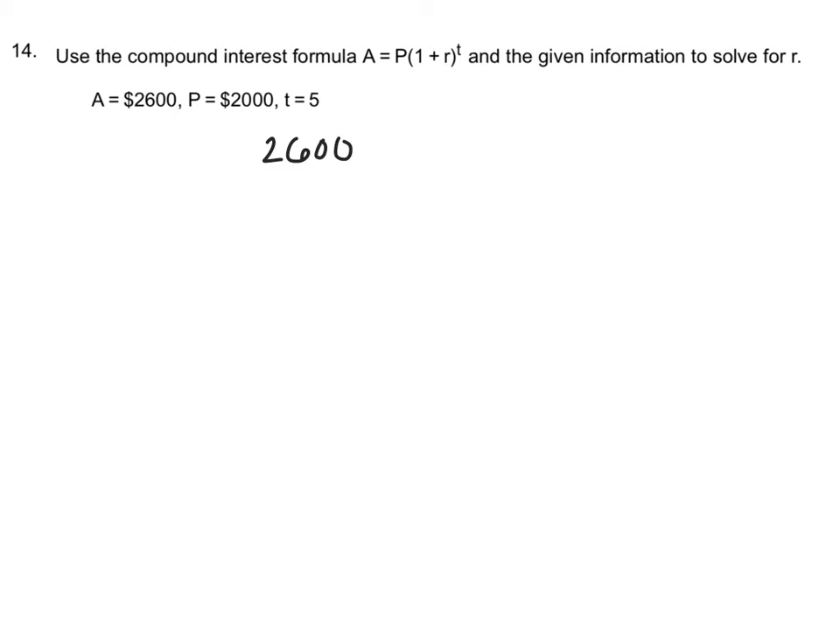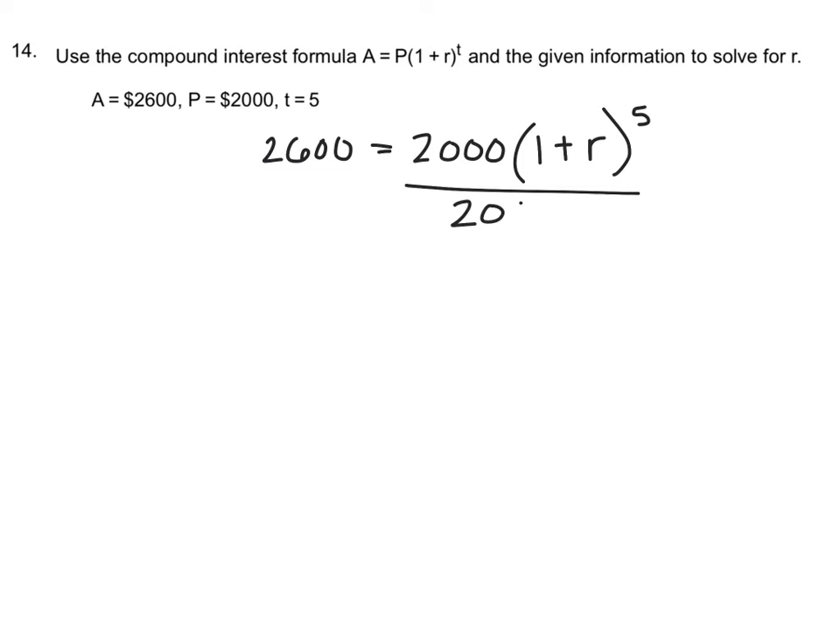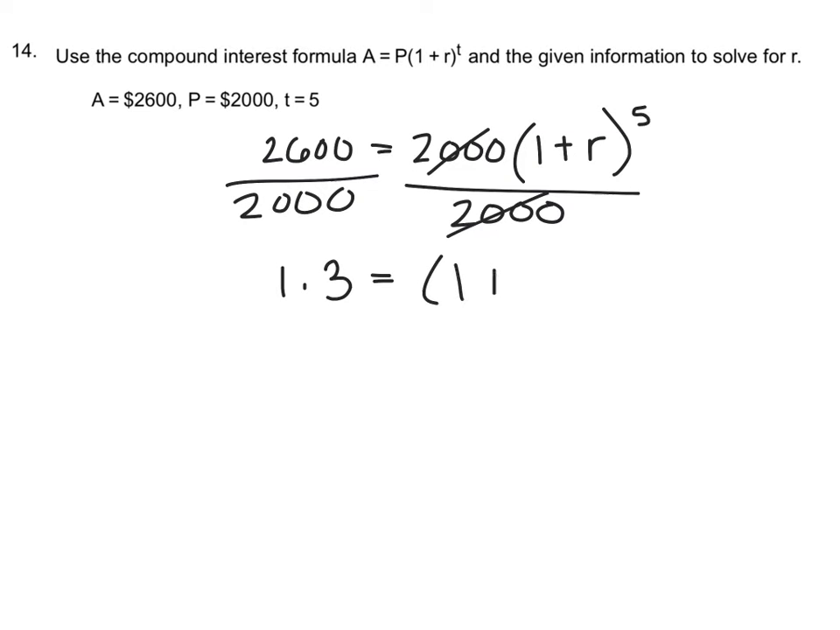2600 equals 2000 times (1 plus R) to the 5th power. First, you'll divide both sides by 2000. When we do that, we get 1.3 equals (1 plus R) to the 5th power.